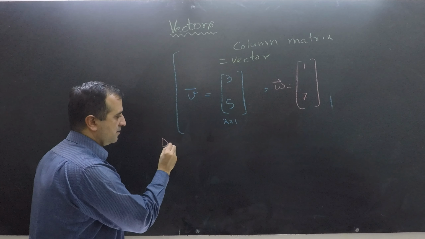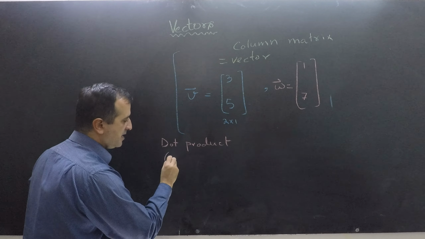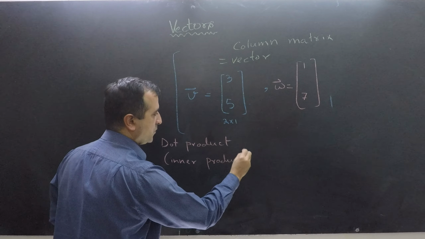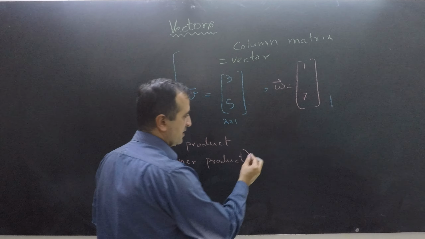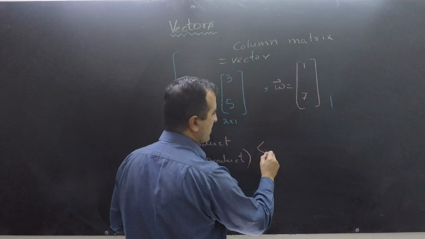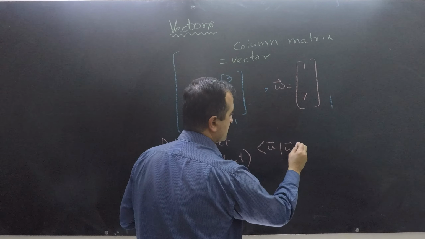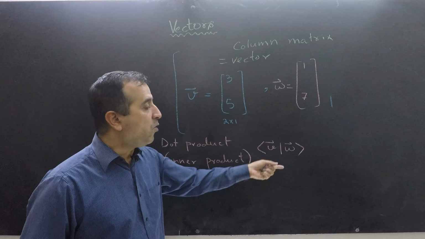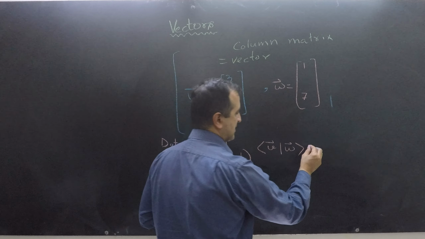So I have to find the dot product, aka the inner product. Dot product or inner product. A product is multiplication, so it's like a dot multiplication or inner multiplication, right? So I have to find it between vector V and vector W, and sometimes we write the dot product with this notation. This is a very good notation, but in the basic books we don't see it. In the quantum mechanics books you can find this notation, but just remember it for the time being.